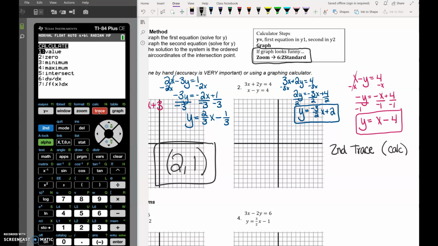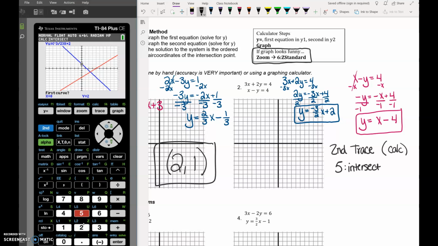Which of these options do you think we want? Number 5, intersect. Okay, the calculator is now going to ask you a bunch of questions. You answer the calculator by pushing enter. So it's asking, where is your first curve? Now, the calculator is assuming that you have like 17 things on this graph. So it's basically asking, which 2 things do you want me to find the intersection of? So see the little blinky dot on your first line? Hit enter to tell it, yes, that's my first one.